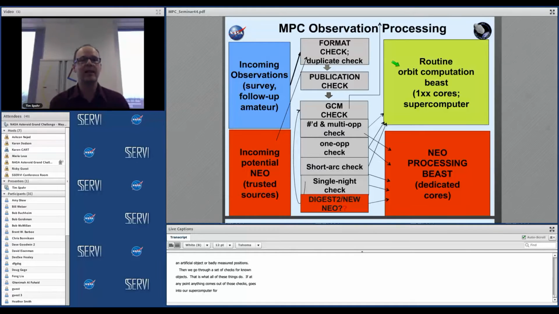And I call that a beast because it's literally a supercomputer with hundreds of cores, so that we're able to process literally millions to tens of millions of orbits per day. We have to be able to do that, and I'll explain later why.